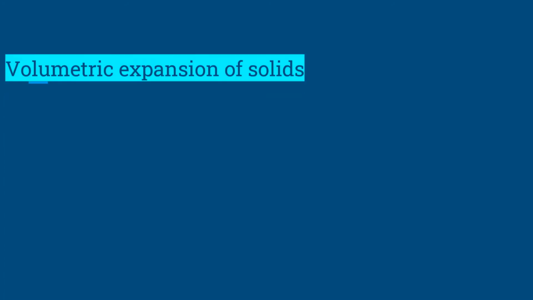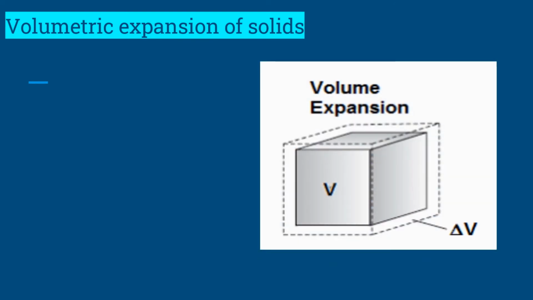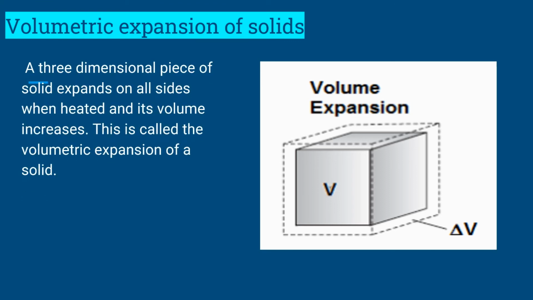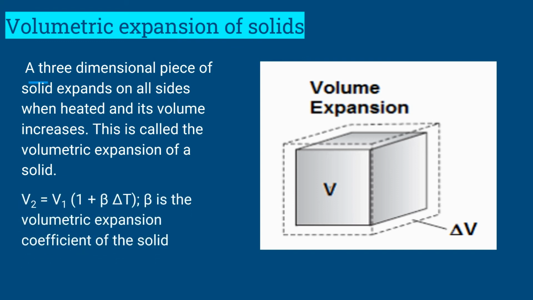Let us look at volumetric expansion of solids. Just like areal expansion, volume can also increase. So a huge block, when you heat it up, can increase in its volume. Similar to a sheet, a three-dimensional piece of a solid expands on all sides when it is heated. This is called volumetric expansion. The formula for it is given as V2 is equal to V1 into (1 + βΔT). Now beta over here is the coefficient of volumetric expansion.